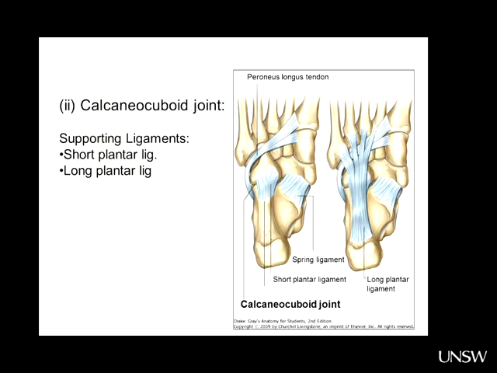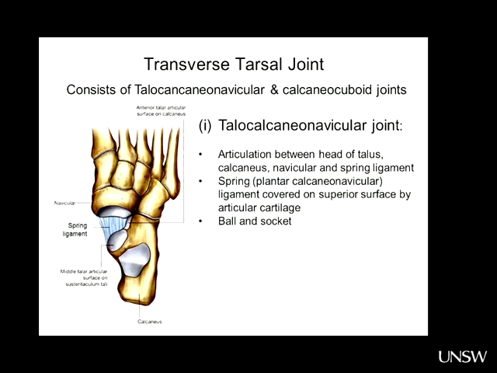Now, the calcaneocuboid joint is sitting lateral to that here, and both of them have just a normal synovial capsule. Now, there are some other ligaments that are associated with these that help to strengthen them, and they're on the bottom of the foot, so we're going to draw them onto this one.